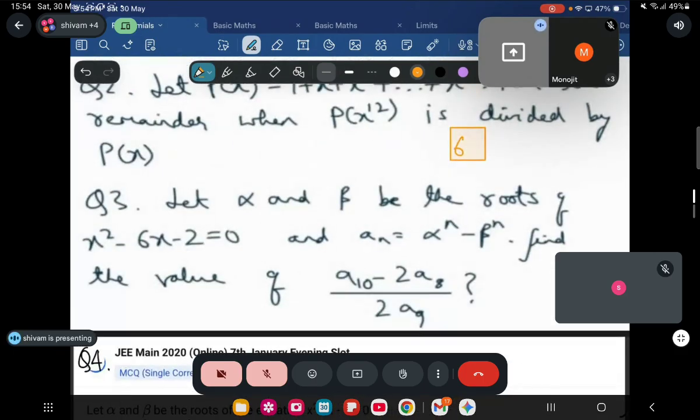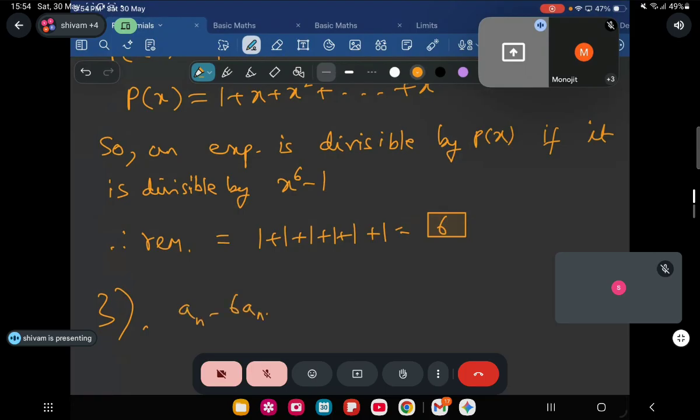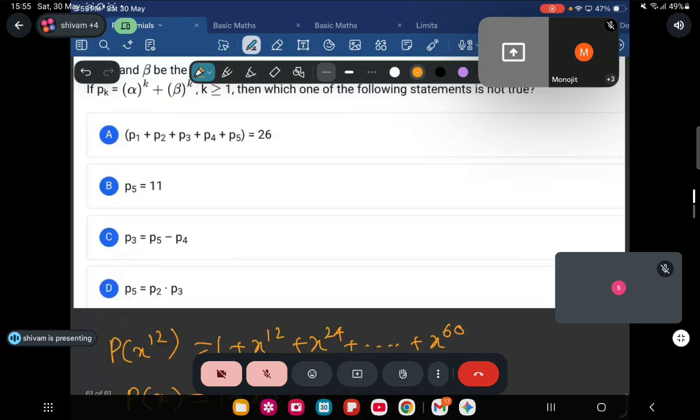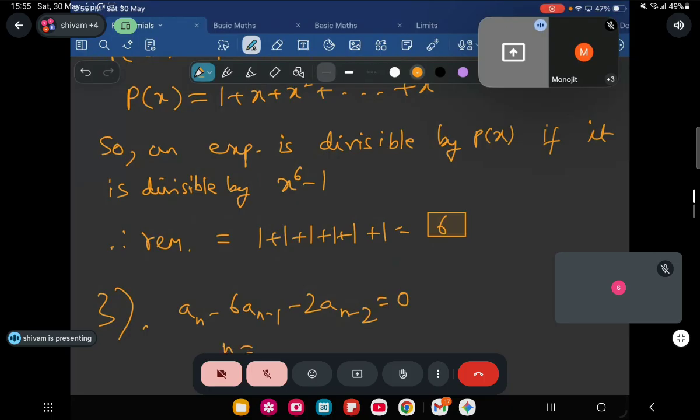a_n equals alpha to the power n minus beta to the power n. So if alpha and beta are the roots of this equation, can I say that a_n minus 6a_(n-1) minus 2a_(n-2) is equal to 0? Can I say this? Yes or no? And in the expression we need a_10, right? So instead of n, what do we need to substitute? Put n equal to 10. What do we get? a_10 minus 6a_9 minus 2a_8 is equal to 0, right?